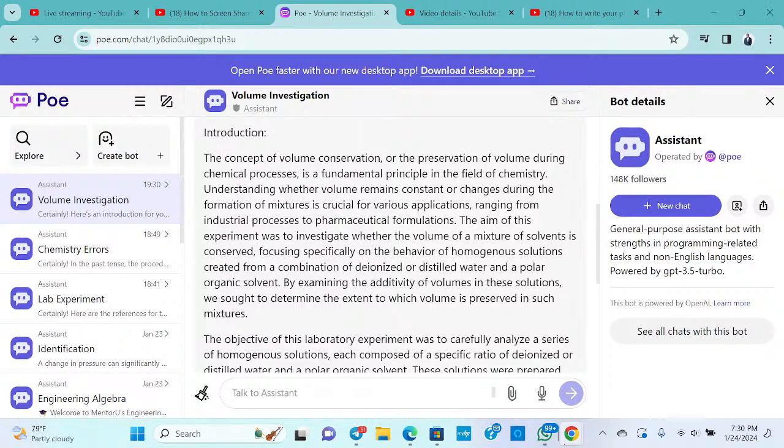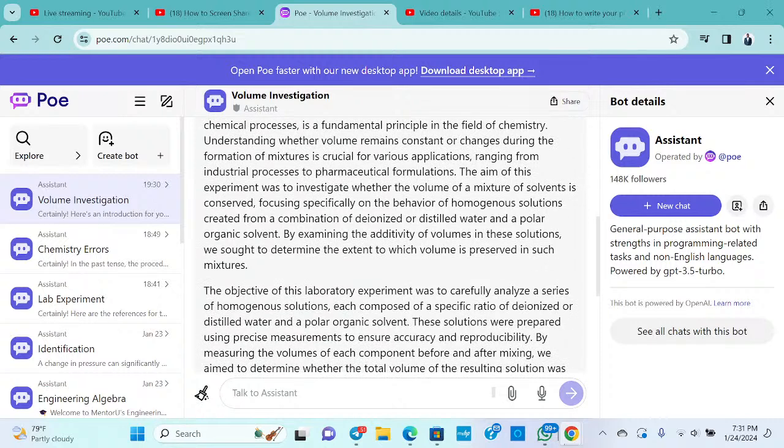Okay, the concept of volume conservation or the preservation of volume during chemical processes is a fundamental principle in the field of chemistry. Understanding whether volume remains constant or changes during the formation of mixtures is crucial for various applications ranging from industrial processes to pharmaceutical formulations. The aim of this experiment was to investigate whether the volume of a mixture of solvents is conserved, focusing specifically on the behavior of homogeneous solutions.